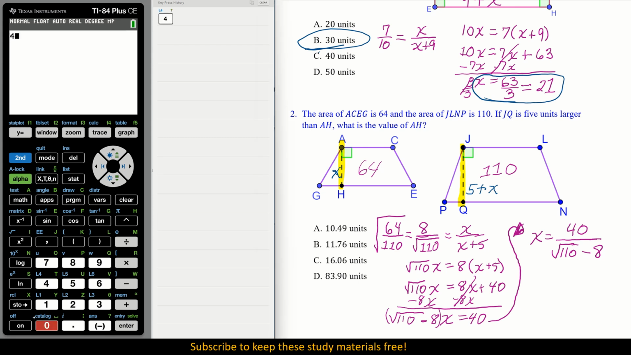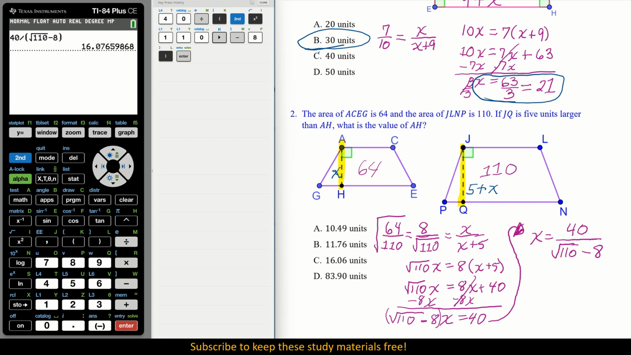So we have 40, divide by. Now we do need parentheses. Second radical, 110. Now, see how my arrow is flashing? That's telling me that if you want to continue outside the radical, you have to use that right arrow. Now we're out. So we subtract the 8, close the parentheses, push enter, and that gives us the value that we are looking for, which is option C. Okay, moving on.